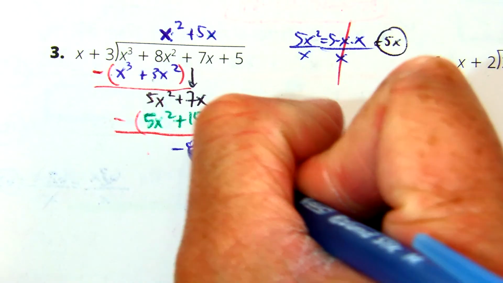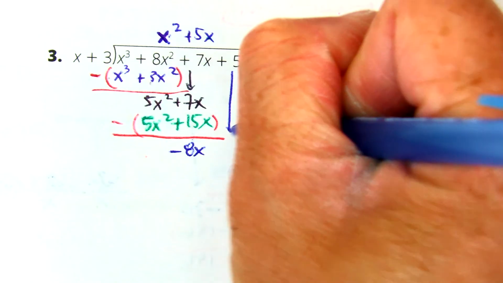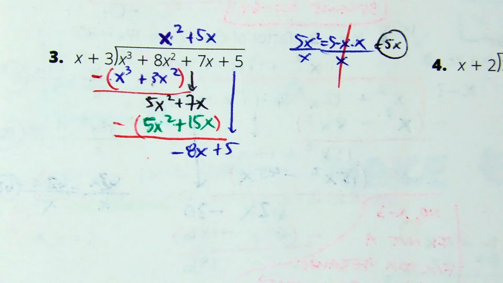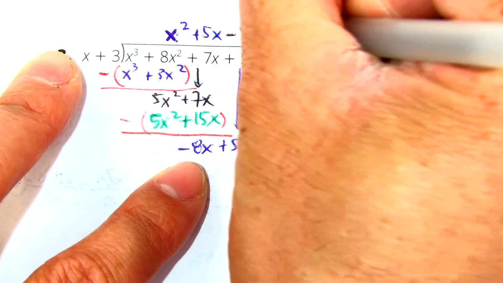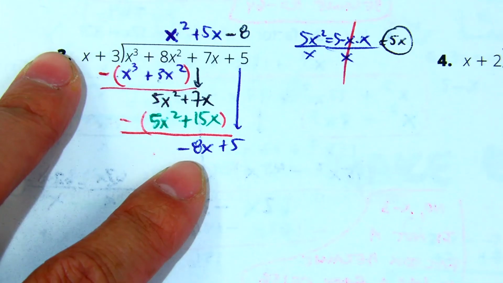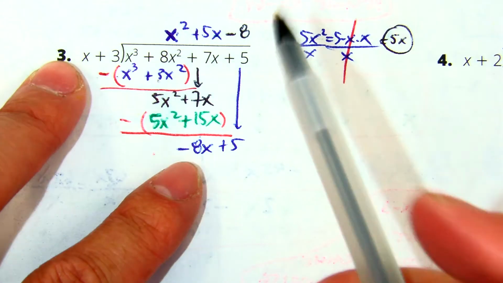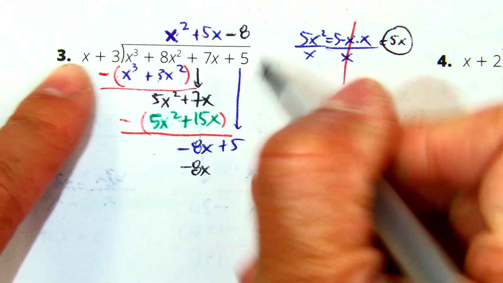Saul, what do you do next? Let's bring it down. Diego, x goes into negative 8x how many times? What do you do after that? Multiply. Go ahead and multiply. It's 8x minus 24.